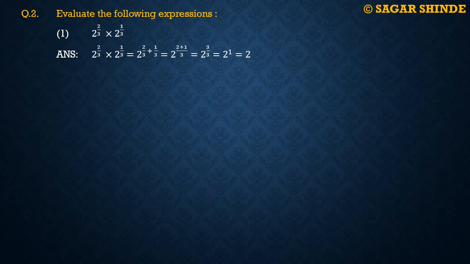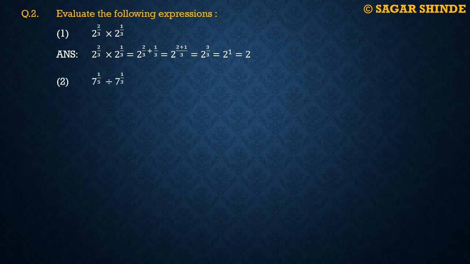That is nothing but, now we will just add the powers. Here to add the powers there is same base, so simply we will add the numerators. So 2 plus 1 upon 3, that is nothing but 2 raised to 3 upon 3. 3 will get cancelled to each other, so we will get 2 raised to 1. 2 raised to 1 is nothing but 2, which is the answer of the given expression. So this is about the first one. Let us see the second question.